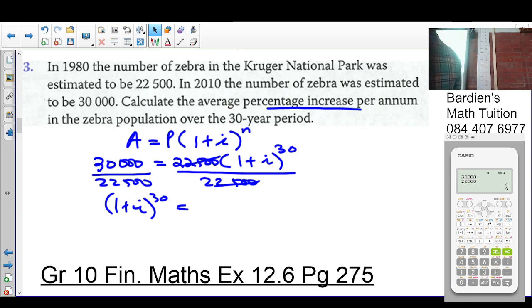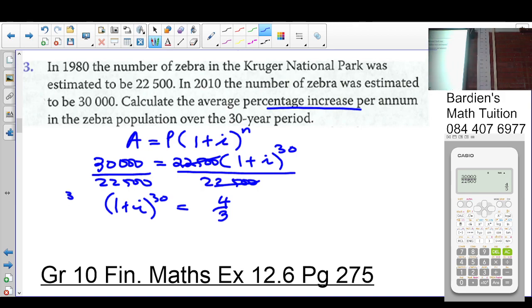4 over 3. Oh, it's 1,33. But we tend to use the fraction. If it's a fraction, we write it down, okay? Because that is closer to the original value. So what do we do now? Take the 30th root, not so? There's 1 plus I equals.